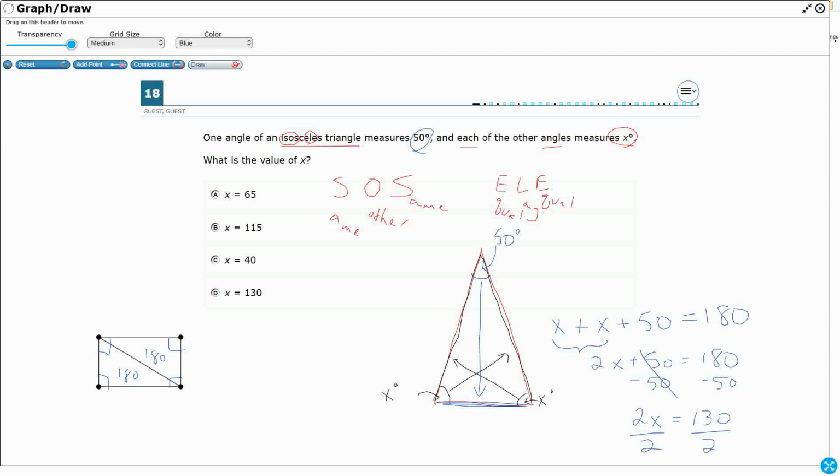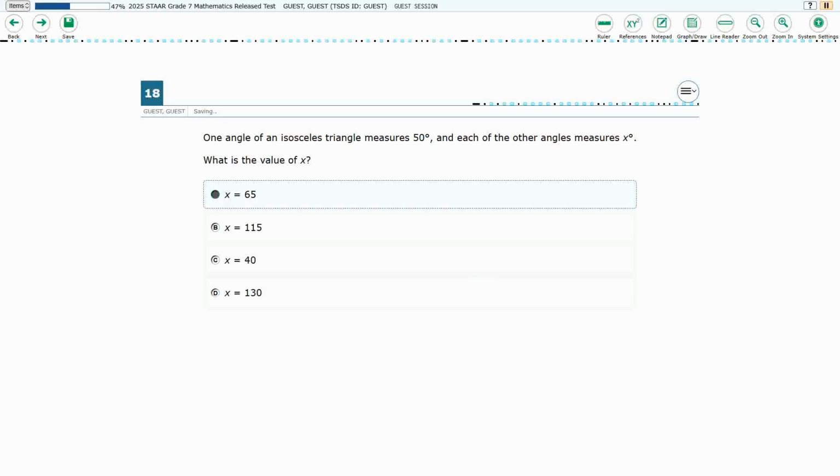That's not going to give you 0, because that would be bad, because then anything times 0 is 0. This actually gives you 1. 2 divided by 2 is 1. And so 130 divided by 2 is going to equal 65. So it looks like my answer is 65, and let's just double check. 65, 65, 50. That's 130, and 50 more is 180. So that checks out. All right, so each of these angles are going to be 65 degrees. And that is going to be my answer of A. x equals 65.